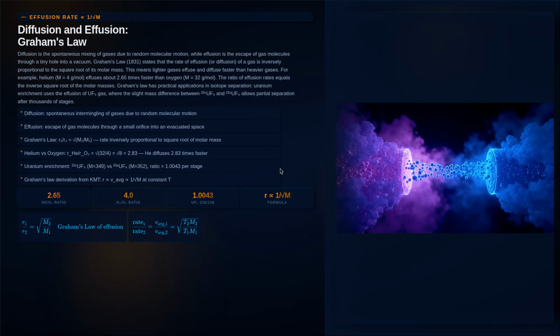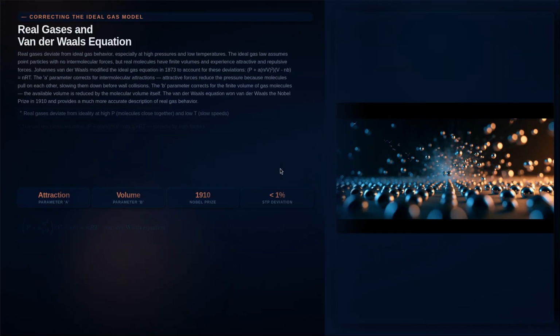Graham's law is derived directly from KMT because the effusion rate is proportional to the average molecular speed, which is inversely proportional to the square root of molar mass.